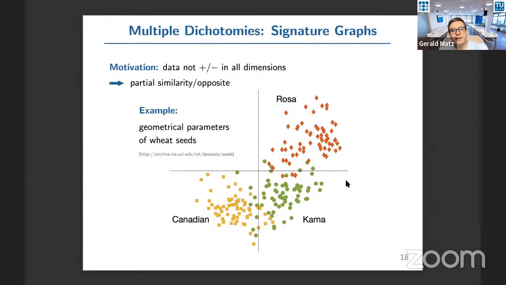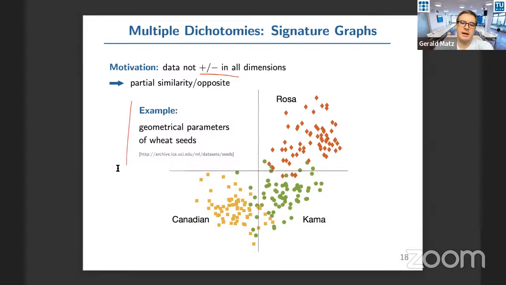So from here, let's move to multiple dichotomies, right? And the motivation that I also tried to give at the beginning is that you may have data sets where you don't have similar or opposite behavior in all dimensions. So it's just partial agreement or disagreement that you see in the data set across different coordinates or different dimensions. I got a data set here to motivate this.